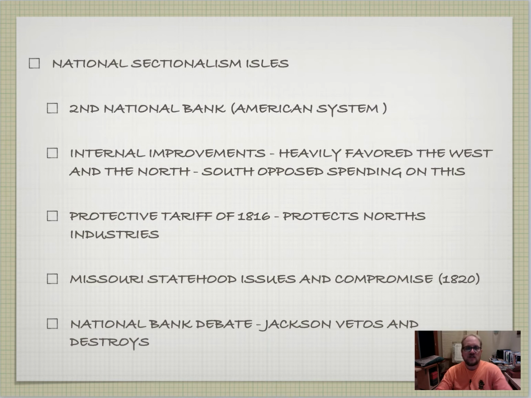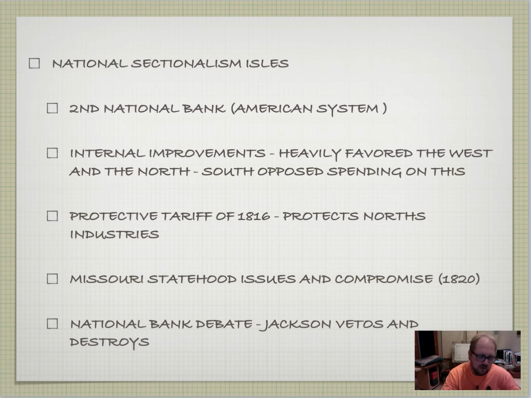We also see national sectionalism rise up. We see the Second Bank of America and the American System. We see internal improvements heavily favored by the West and the North. We see the protective tariff of 1816, which protects the North's industries. We see the Missouri statehood and the issues and compromises of that.